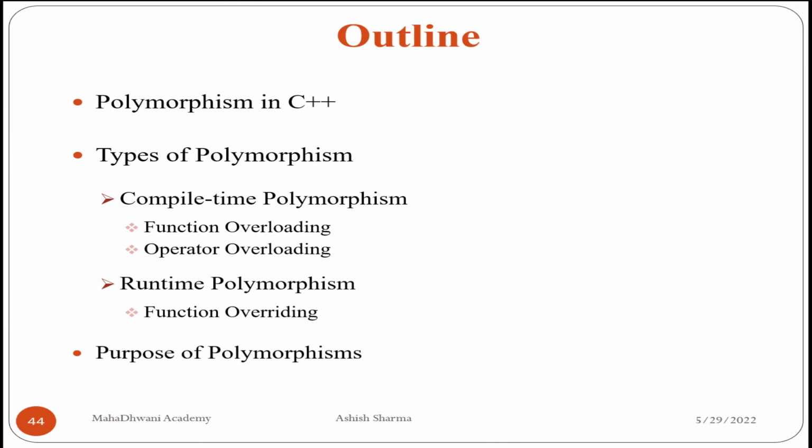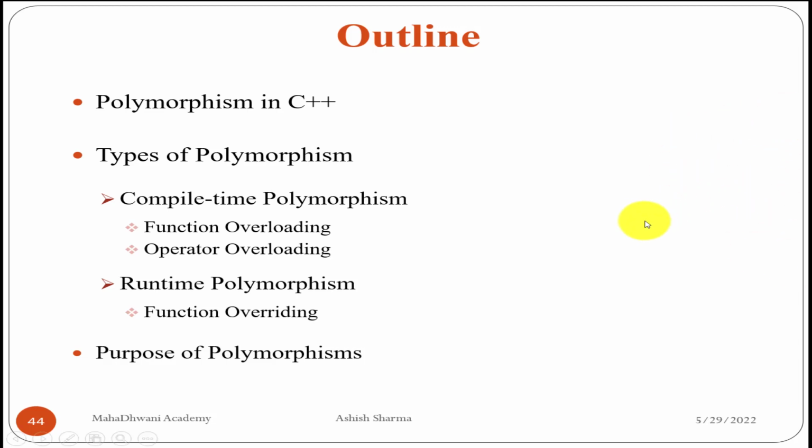Hello learners, today we are going to start a new topic, polymorphism in C++. Types of polymorphism: compile time polymorphism, where we have function overloading and operator overloading, and runtime polymorphism, which is function overriding. We will also cover the purpose of polymorphism. These are the outline for today. Now let's discuss one by one.